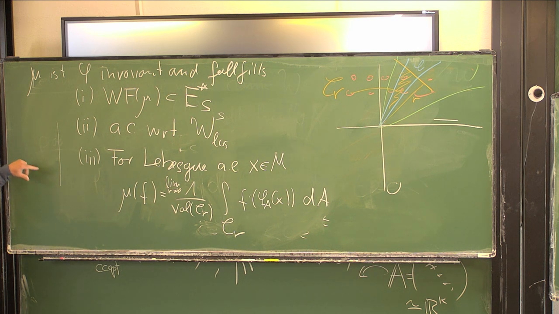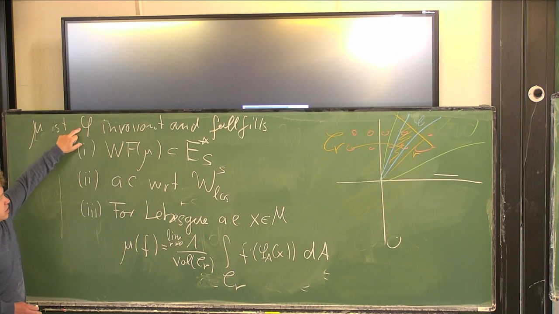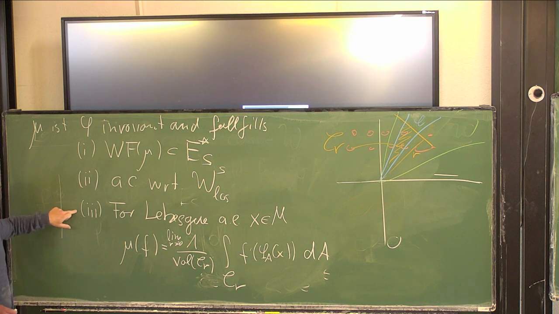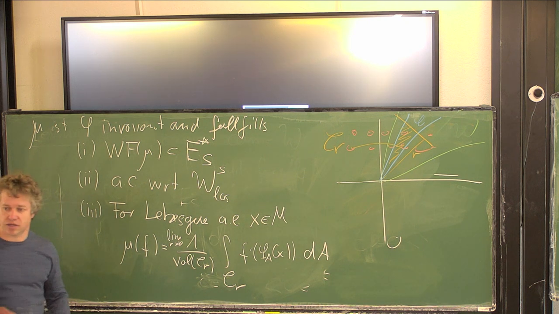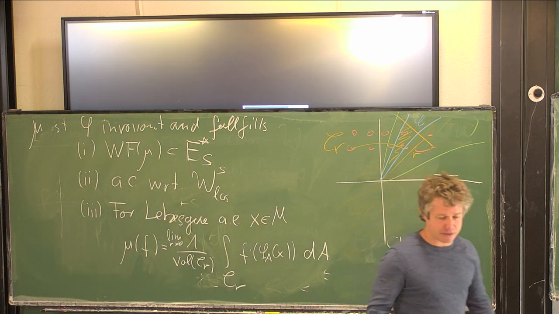I've not written this here. Vice versa, if you have an invariant measure that satisfies any of these assumptions, suffices only one, then it's uniquely characterized and it's this measure. We have transitivity, so there we have unique SRB measures. If you don't have transitivity, then the reverse thing does not work. Then you might have different SRB measures.